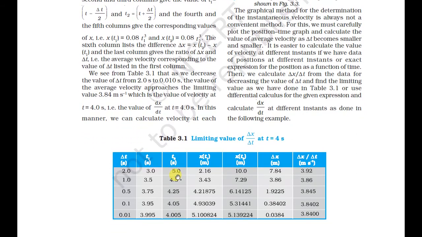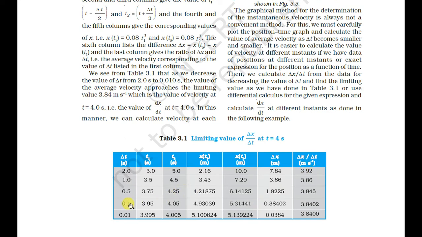So we are discussing that the values of delta t are equal to 2 seconds, 1 second, 0.5 second, 0.1 second, and 0.01. At that time, t1, t2, x(t1), x(t2), and delta x are there. For delta t of 2 seconds, delta x divided by t2 minus t1 gives 3.92. Then for t2 minus t1 of 1 second, delta x is 3.86, so 3.86 divided by 1.0 gives a velocity of 3.86.